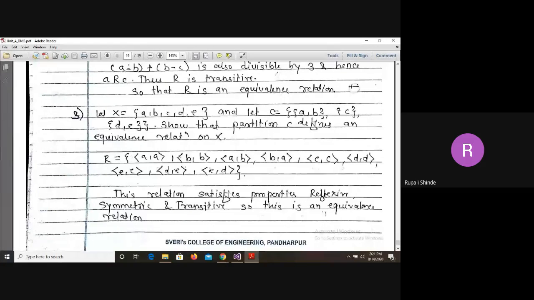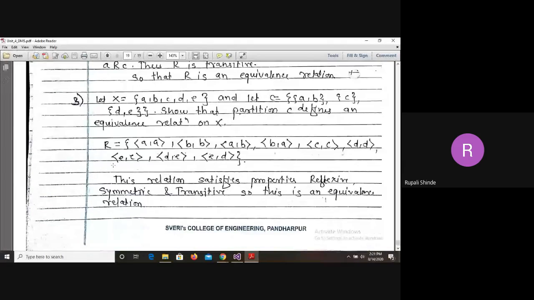So if you check for every ordered pair of this relation, you will find this relation is transitive. So this given relation is satisfying reflexive, symmetric and transitive properties. So this is an equivalence relation.